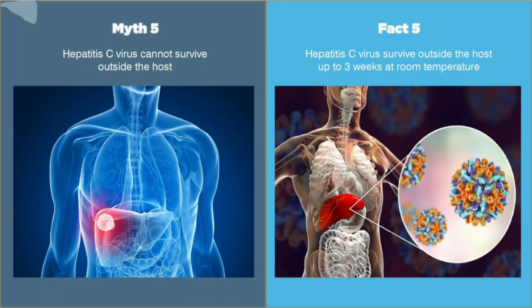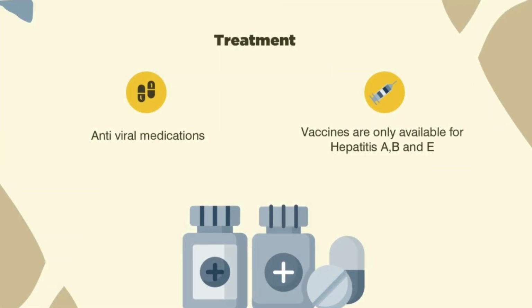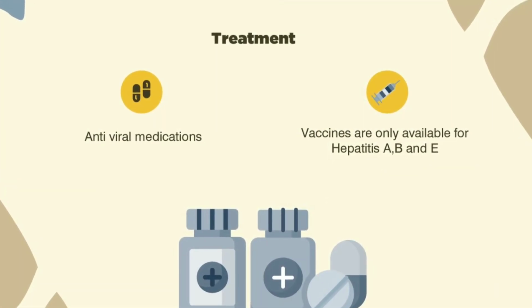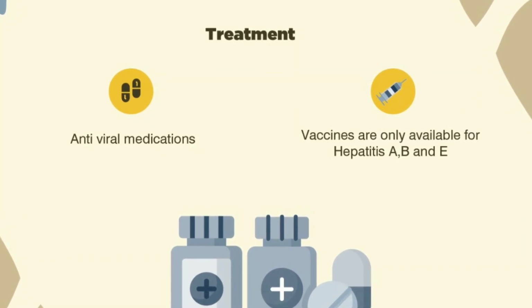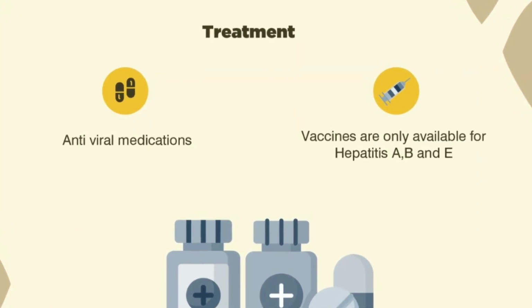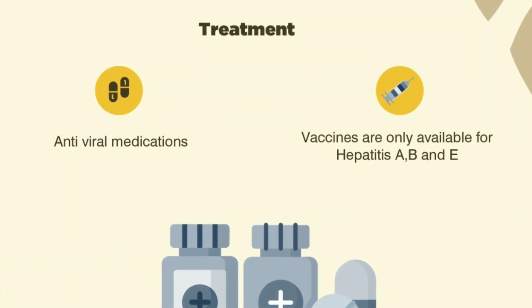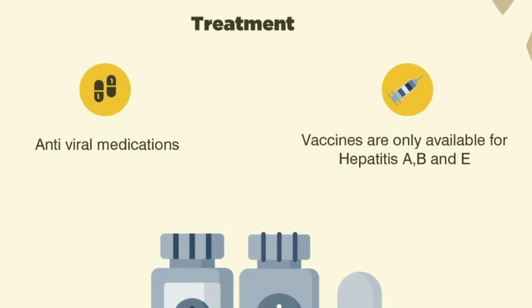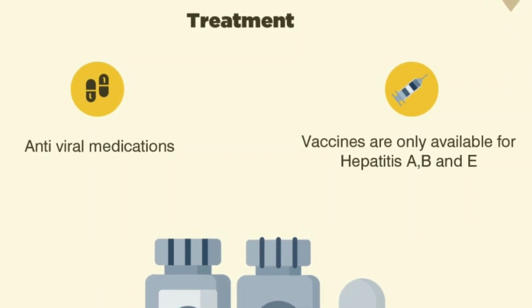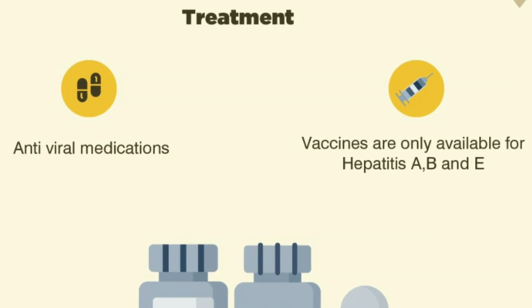Myth 5 is that the hepatitis C virus cannot survive outside the host. But the fact is that it survives outside the host for up to 3 weeks at room temperature. The treatment for hepatitis includes antiviral medications and others, but the antiviral medications may differ from person to person, so we haven't specified any single antiviral medication. And coming to vaccines, these are only available for hepatitis A, B and E types.